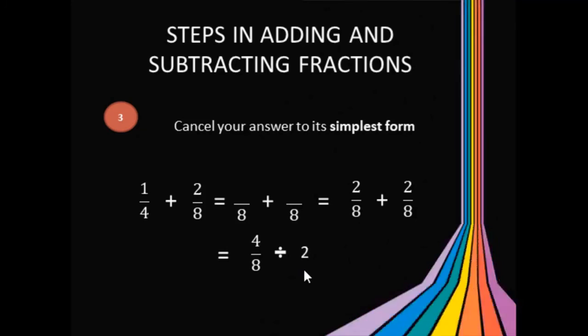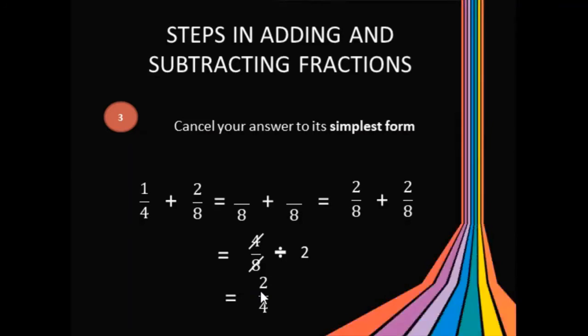We cancel it this time. 4 divided by 2. We cancel and we cancel. 4 divided by 2, we get 2. 8 divided by 2, we get 4. So our answer is 2/4 already? Is 2/4, 2 and 4 divisible by 2?